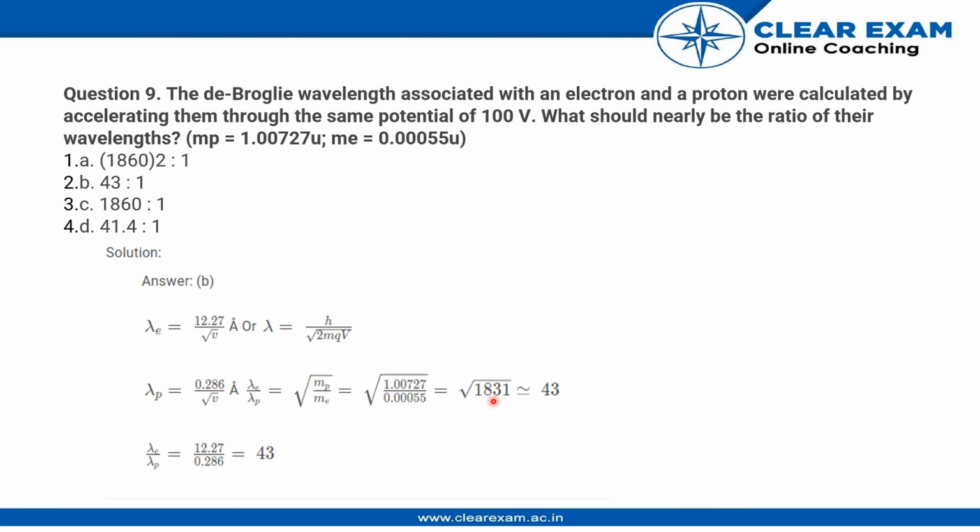This is nearly almost 1600, which is equal to somewhere around 40 to 45. So when we take the square root, we have an approximate value as 43. So therefore we have lambda of electron upon lambda of proton to be equal to 43.